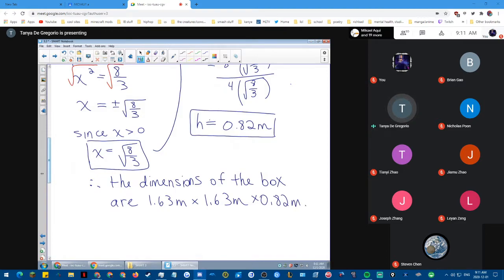Have we completely answered this question? No. What do we need to find? Yeah, we need to find the volume. So we sub in. And the 2 decimal places, please. What is the volume?